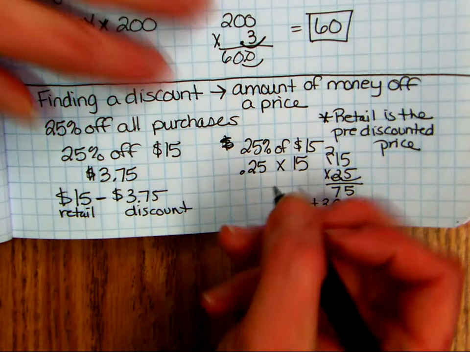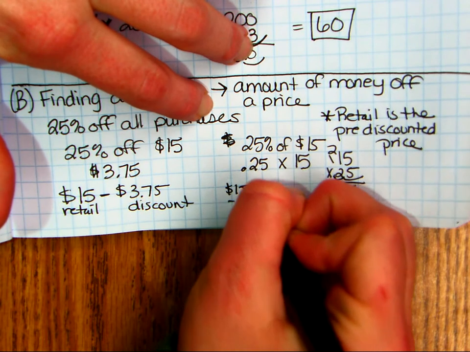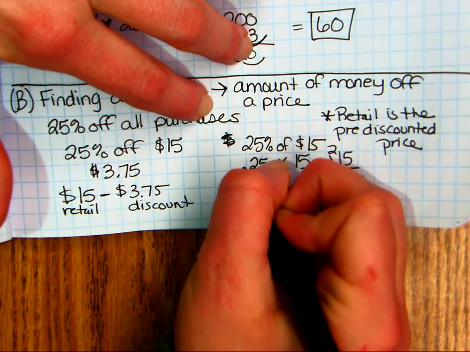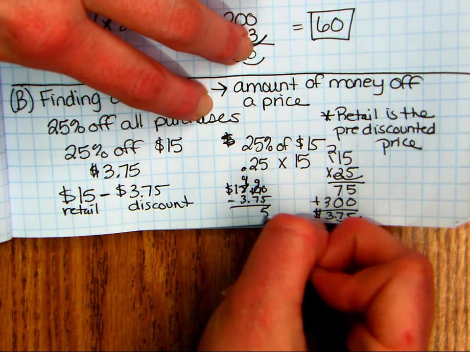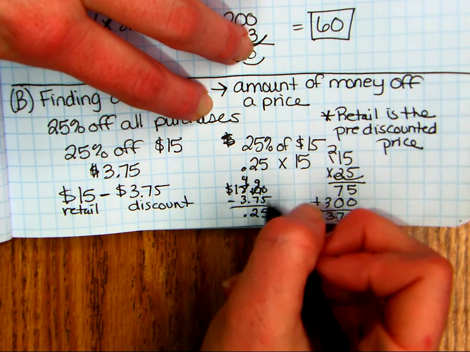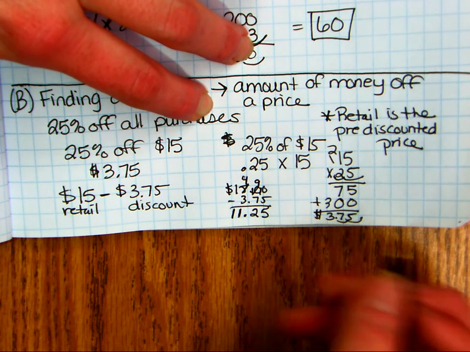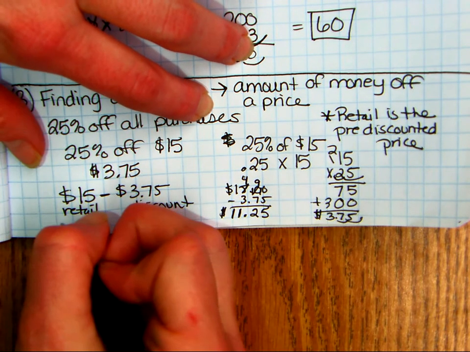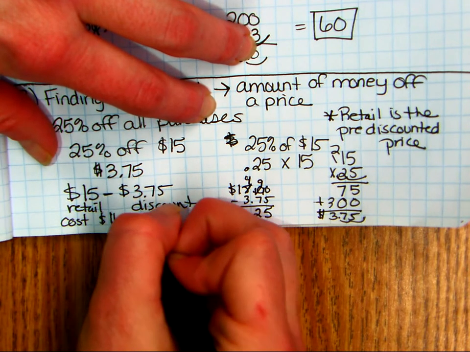All right, so let's do that over here. $15 minus $3.75. I'm going to have to borrow. 10 minus 5, 5. 9 minus 7, 2. Just put my decimal. 4 minus 3 is 1. I got $11.25. My cost is $11.25.